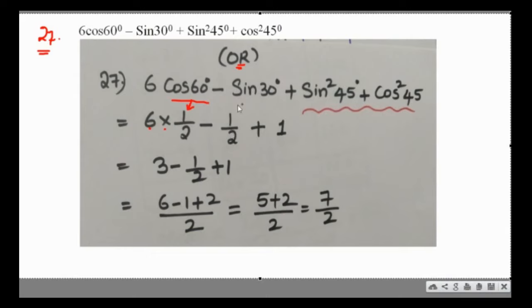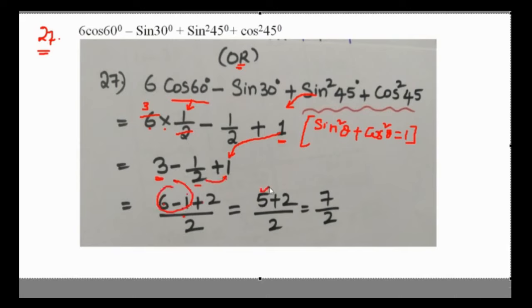And sin square 45 plus cos square 45, directly I am writing 1, because we know the identity that sin square theta plus cos square theta is 1. So instead of calculating, I directly applied the identity here. It's a formula. So 6 into 1 by 2 is 3, minus 1 by 2 plus 1. Here 2 is the LCM. So 3 times 2 is 6 minus 1, 2 times 1 is 2. So 6 minus 1 is 5 and plus 2, 5 plus 2 is 7 and the denominator is 2. So the value is 7 by 2.